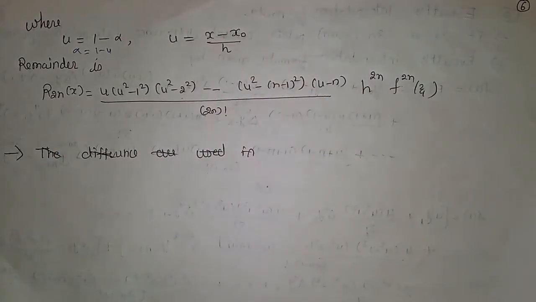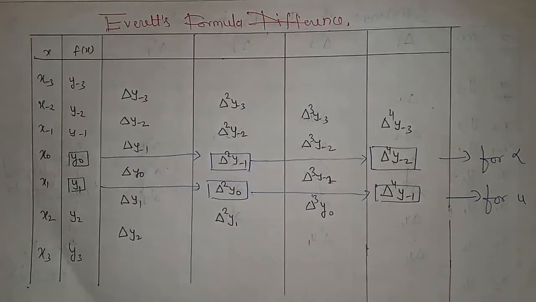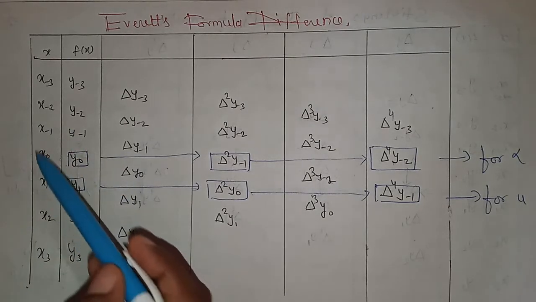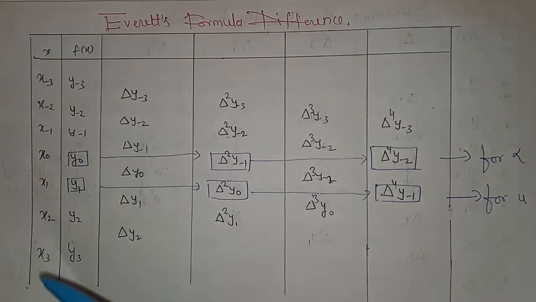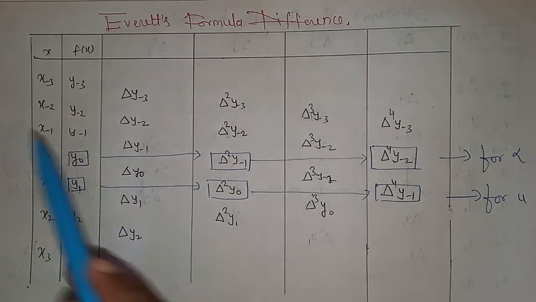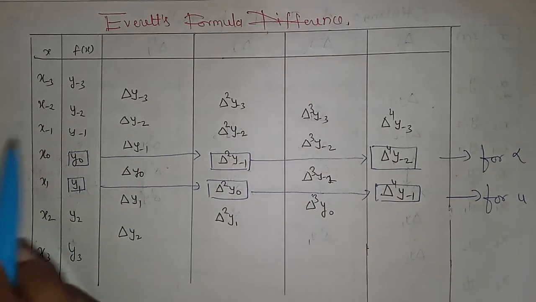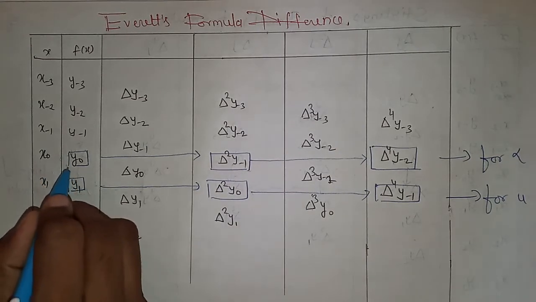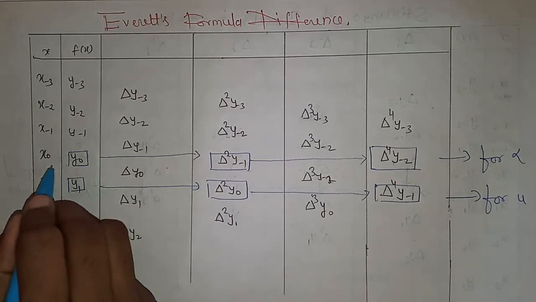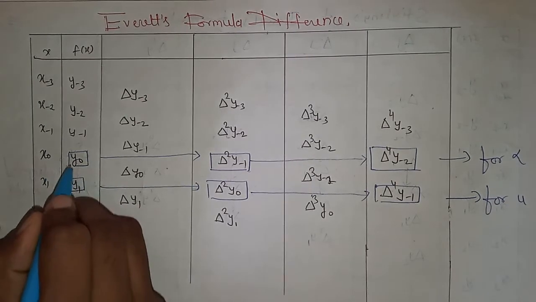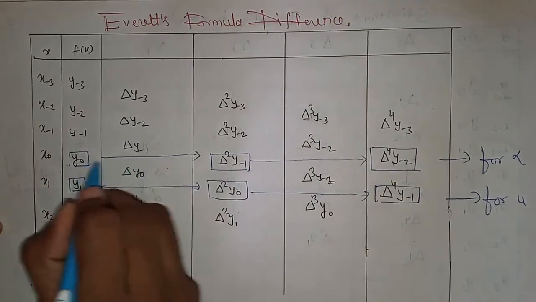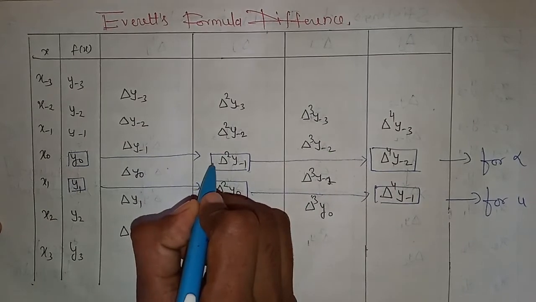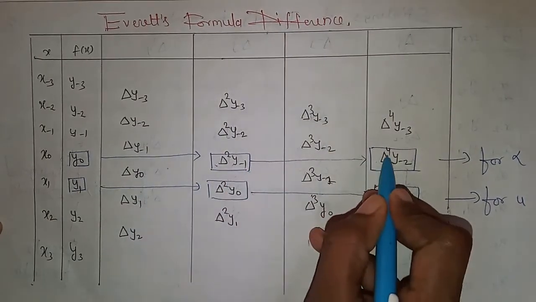Now let us have a look at the table. This is the table for the Everett interpolation formula. Here we have x naught, x minus 1, x minus 2, x minus 3, x1, x2 and x3. According to these arguments, we have their entries. First of all, we will draw the bracket over y0 and y1, and we will draw a straight line through this y0 and y1. We will see that the first value is y0, then delta square y minus 1, then delta raised to 4 y minus 2.